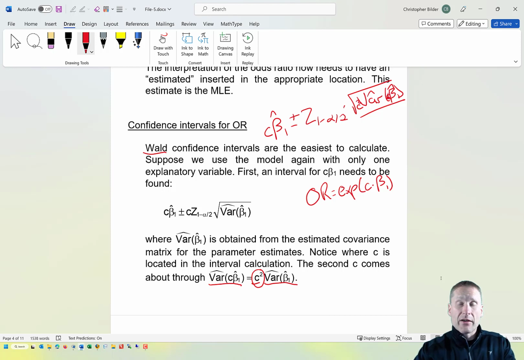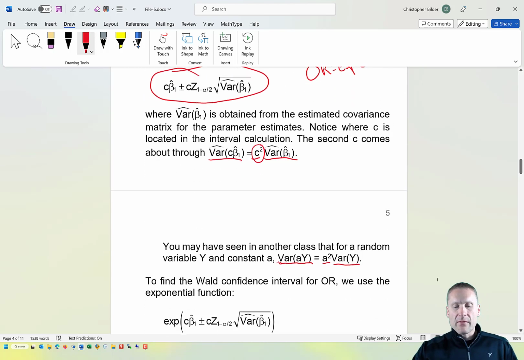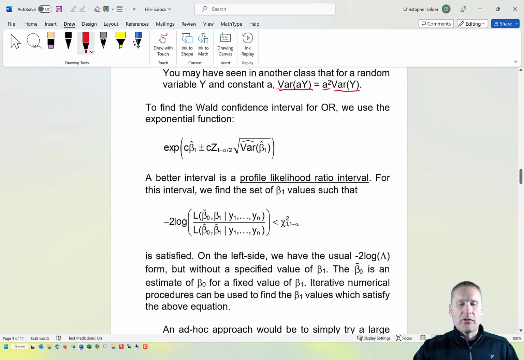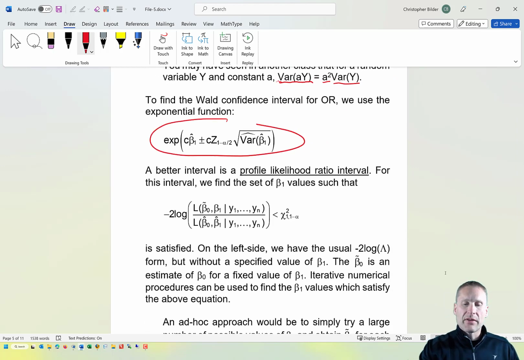That C squared is just a constant, can be factored out, and ends up, because of the square root, being just C itself. So here's my confidence interval for C times beta 1. Now, to form a confidence interval for my odds ratio, I just apply the exponential function transformation to this, and here's my confidence interval for the odds ratio. Simple way to find this.